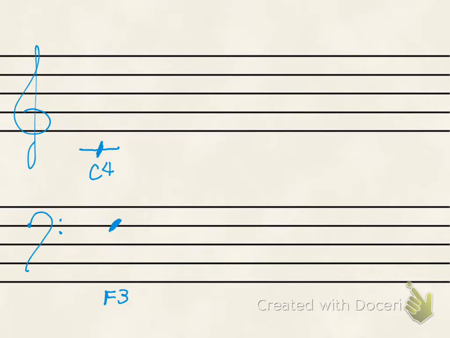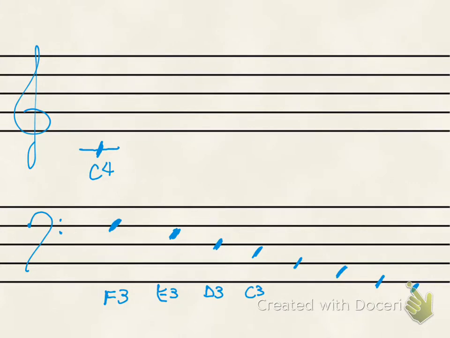So, for example, the fourth line is F3, the space below is E, then the next line is D, then of course we have C, B, A, G. And just like we can write notes below the treble staff, we can also write notes below the bass staff. Let me just go ahead and label these. The E, this is actually E3, D3, C3.